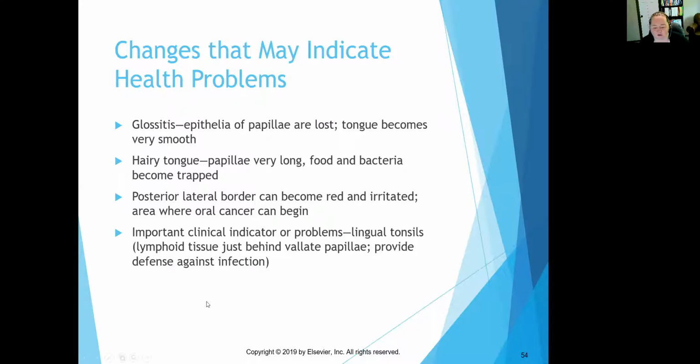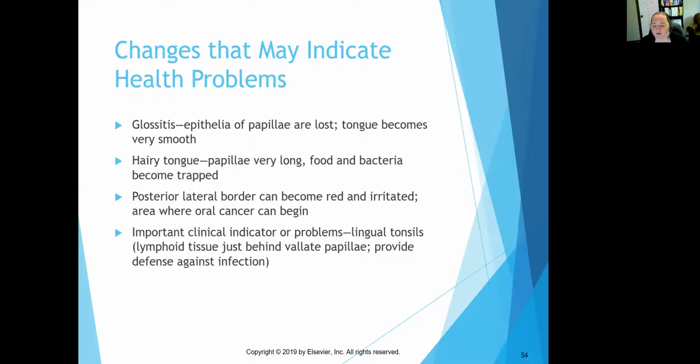Has anybody ever heard of hairy tongue before? Yeah, and it sounds really gross, right? So it's just these elongated papilla that can also get stained by food and bacteria. Now, I just saw an article on COVID, and some people they think are getting hairy tongue and discolored tongue from all of the PPE and the masks and the oral rinses that we're using. So kind of interesting. Might be seeing more of that in the near future.